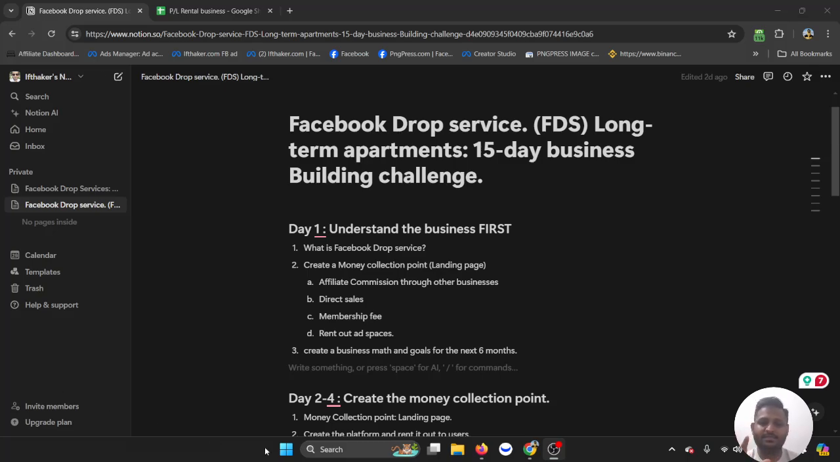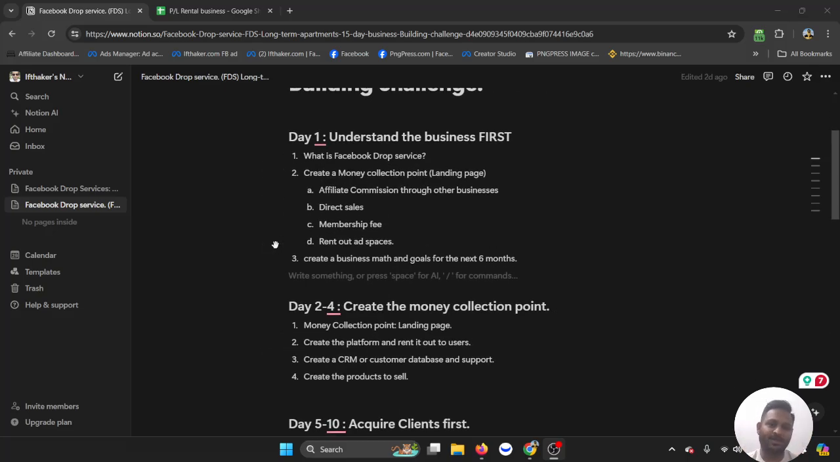So in this money collection point, I'm going to talk about the website. By the way, those of you who want a pre-made psychology-based website that I created, you can download it from the description box. It's not free, it's paid, by the way. Sorry. But you can easily create this after you learn what I'm going to talk about.